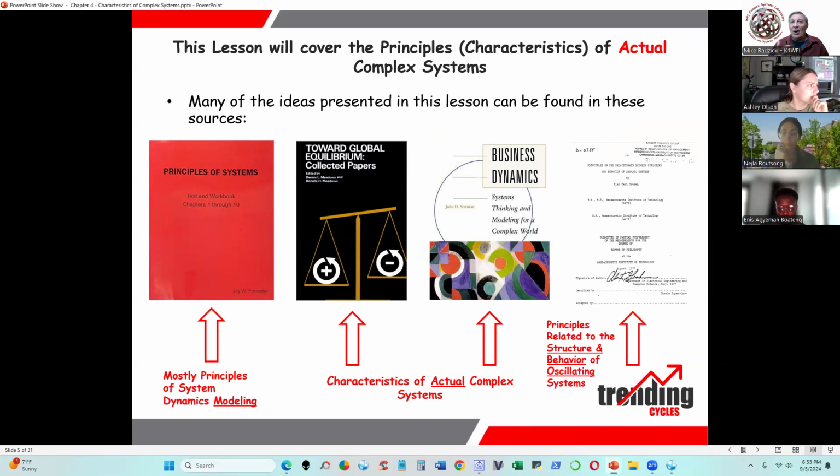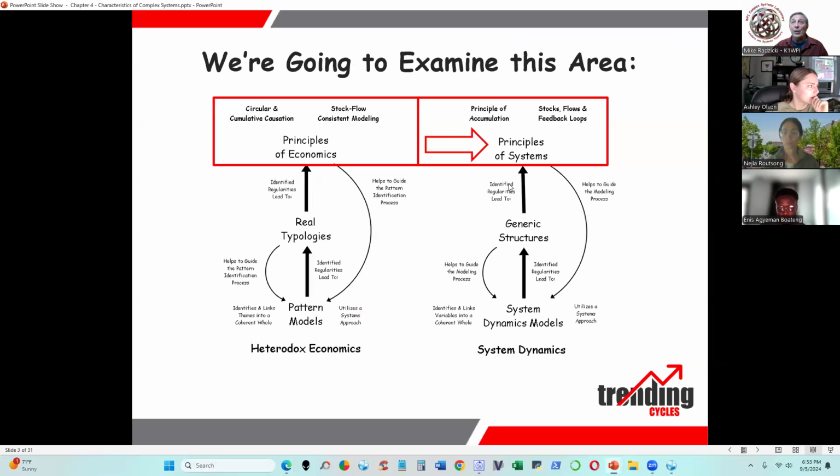So maybe the archetypes should be up here, not down here with the generic structures. I don't expect you to tell me now, but that's something to think about. I'd be interested, as you study this, in hearing your opinion as to whether the archetypes belong at the principles level or down at the generic structure level. And I don't know what the answer is.